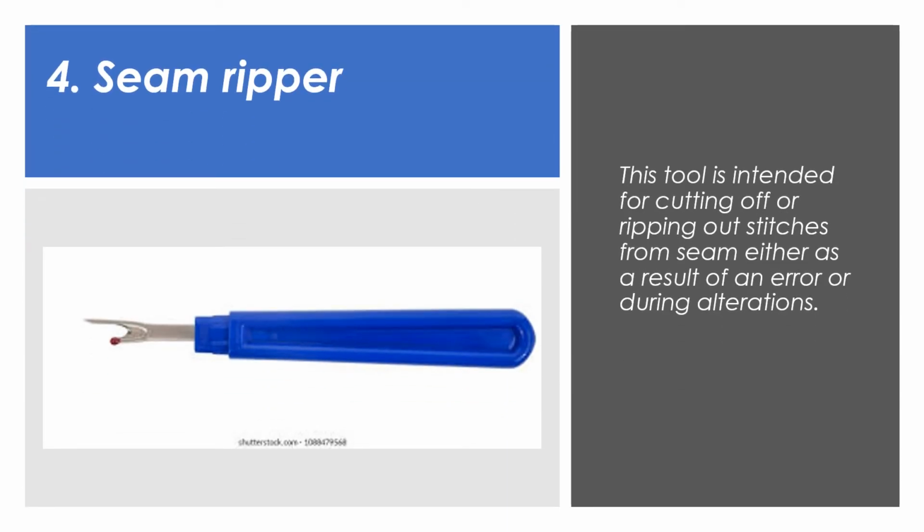Another cutting tool is a seam ripper. This tool is intended for cutting off or ripping out stitches from a seam, either as a result of an error or during alterations.